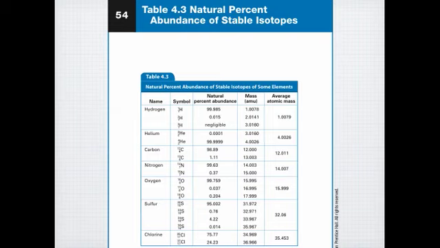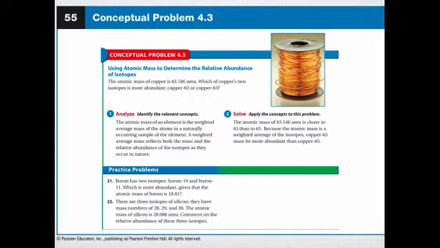Now you don't just average those together, because if you did, you'd get 35.9 something. But what we do is we take a weighted average. We take 75% of the 34.969 and 24% of the 36.966 and add those together. And that gives us our weighted average between those two.